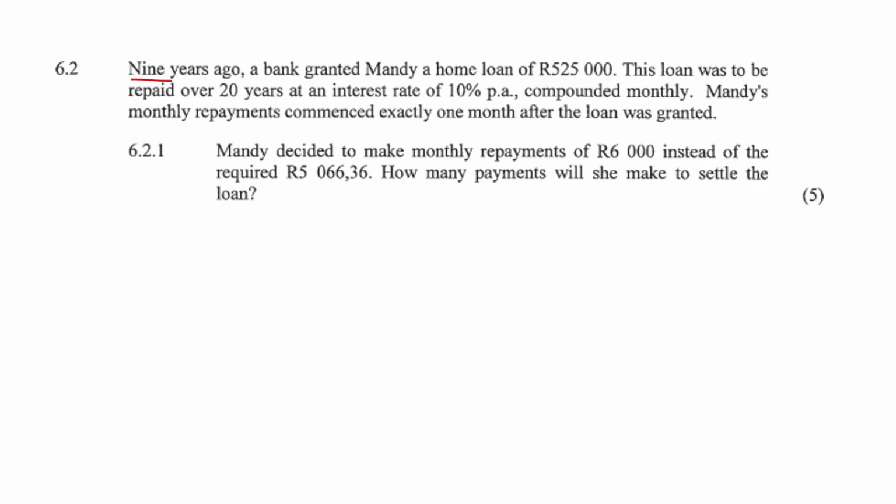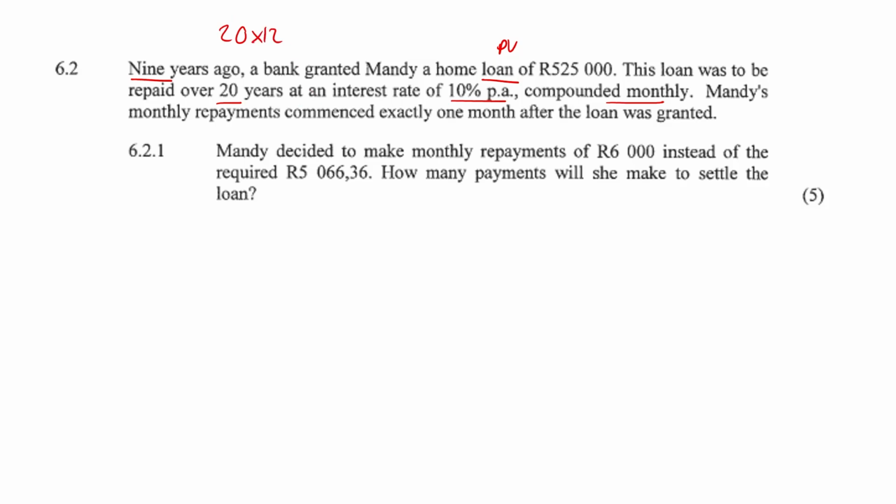So 9 years ago, a bank granted Mandy a home loan. Loan immediately we're thinking present value of 525,000 rands. This loan was to be repaid over 20 years, at an interest rate of 10% per annum compounded monthly. So how many months was that? 20 times 12 months in theory.